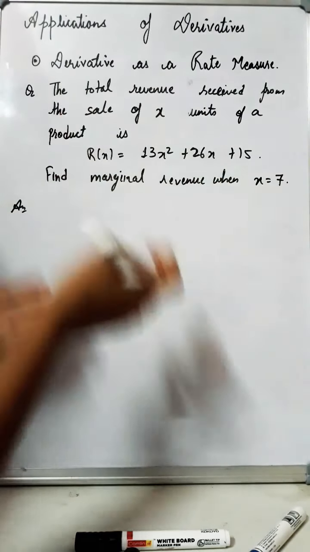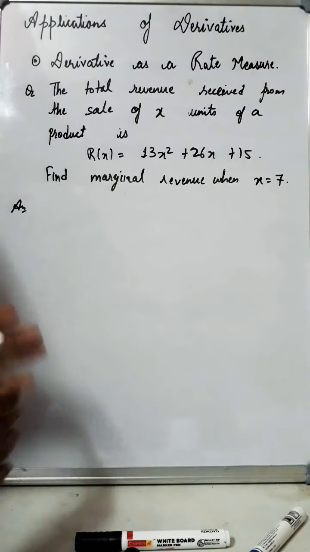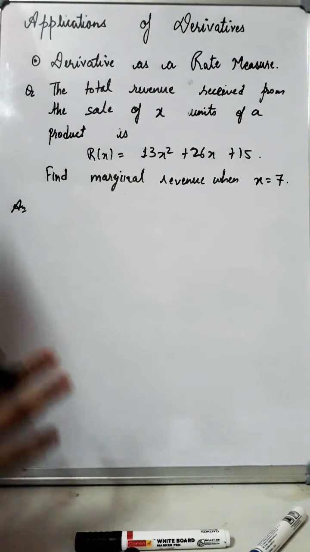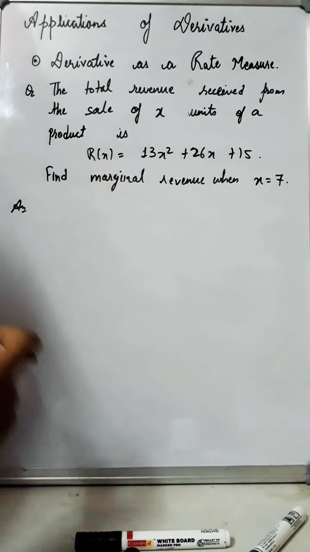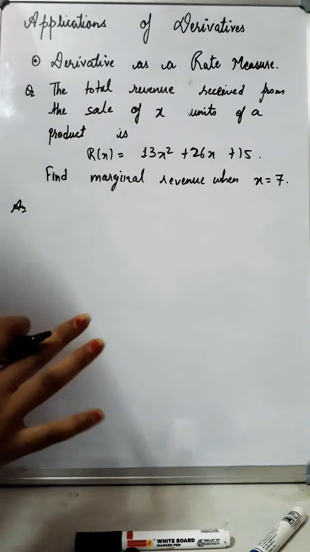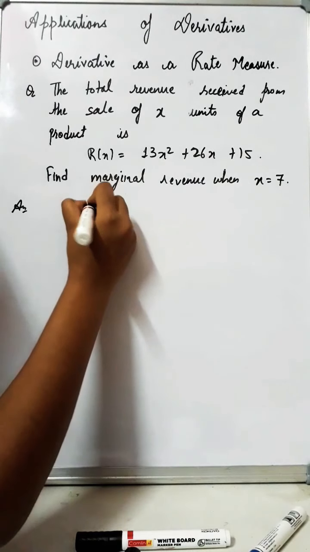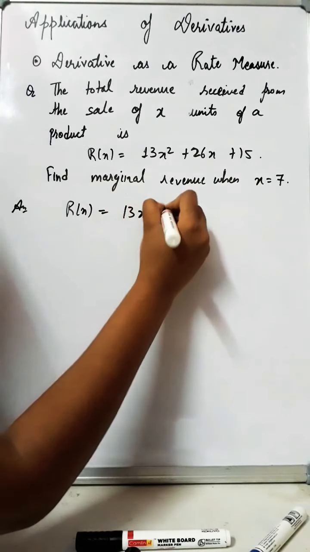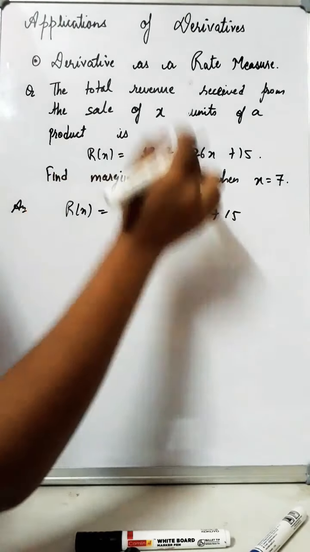Marginal revenue is nothing but the differentiation only. Marginal cost, marginal revenue, average rate of change. I am once again repeating, all of them are some measures of change. So see, Rx is your 13x square plus 26x plus 15. You have to find the marginal revenue.